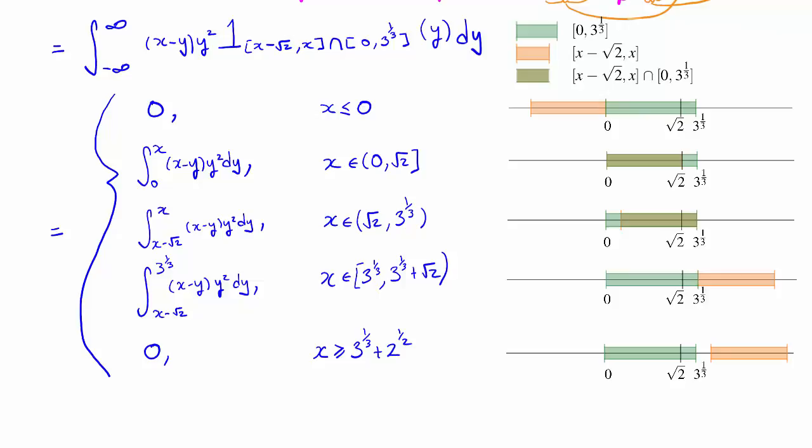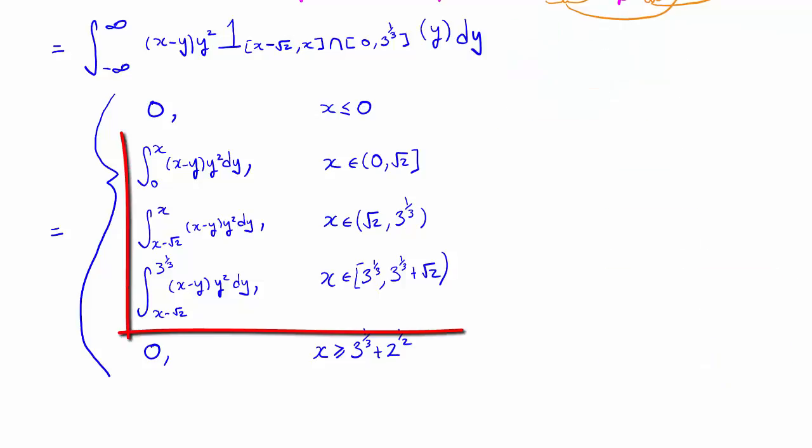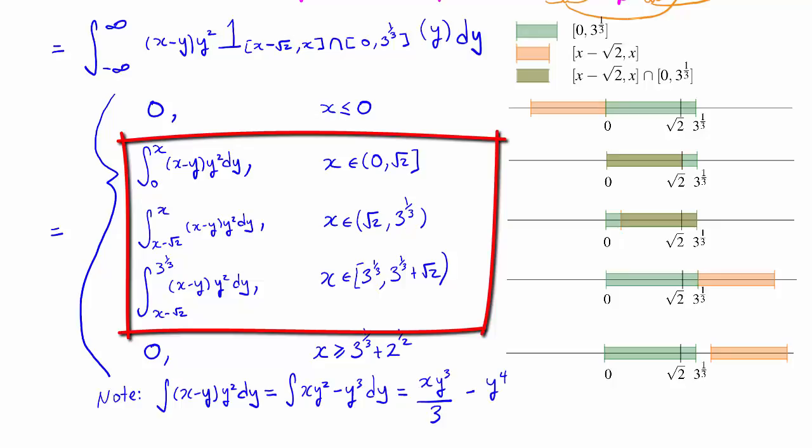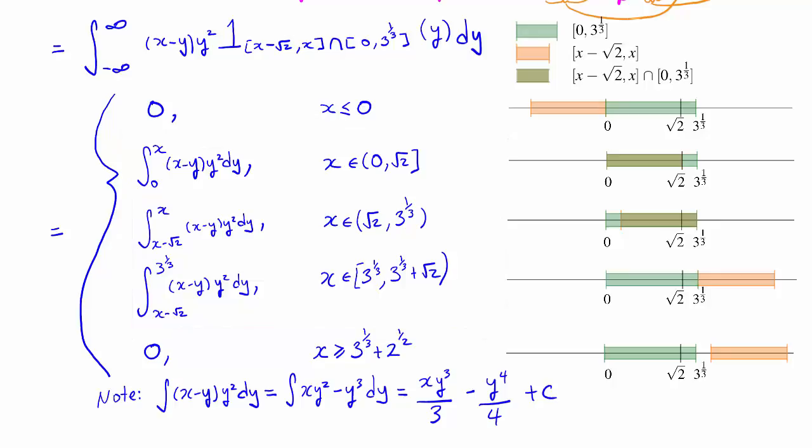All we have to do is evaluate the three middle integrals using an antiderivative. However, what we can do is note by indefinite integration that an antiderivative of x minus y times y squared is x times y cubed over 3 minus y to the 4 over 4. You could add an arbitrary constant to get the indefinite integral, but we just need any antiderivative, so we can take that constant to be 0.